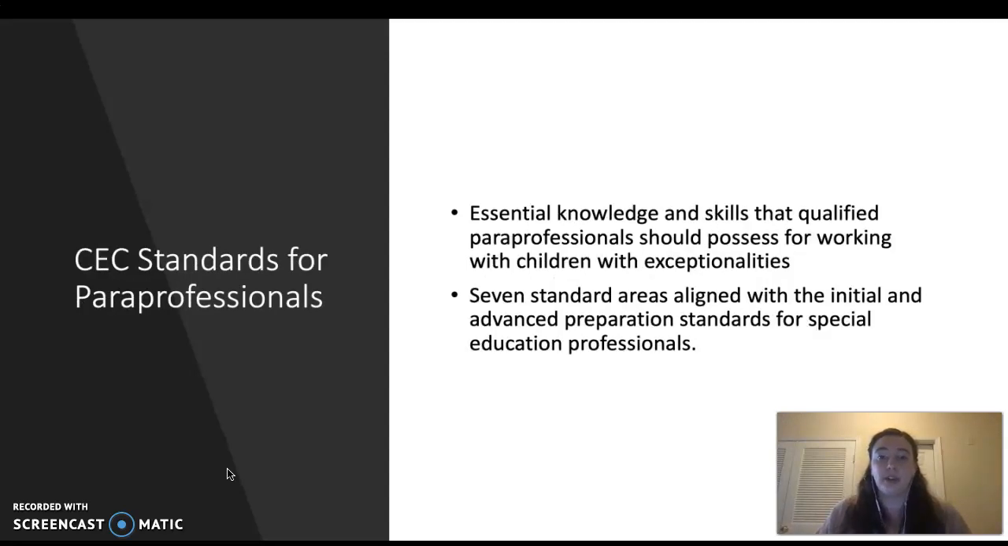Related to paraprofessionals, CEC has actually released specific standards for paraprofessionals, just like we looked at the CEC and NAEYC and DEC standards for special educators and for early childhood educators earlier in the semester. CEC also has a specialty set that is specific to the knowledge and skills that qualified paraprofessionals should possess when working with children with exceptionalities. These standards also include 7 areas that are aligned with the initial and advanced preparation standards that we looked at earlier in the semester.